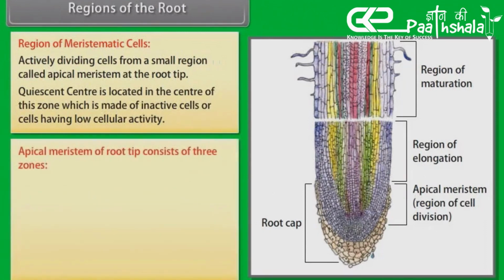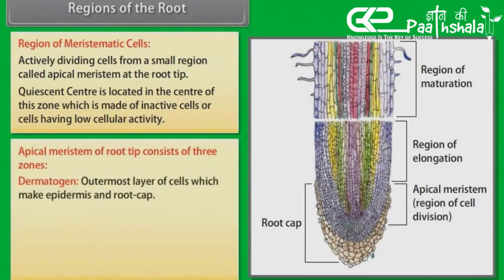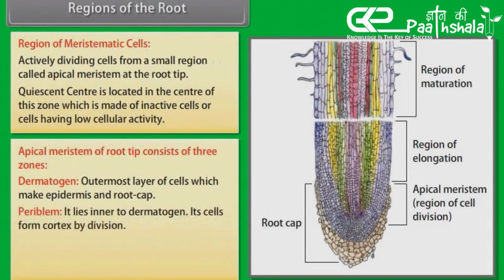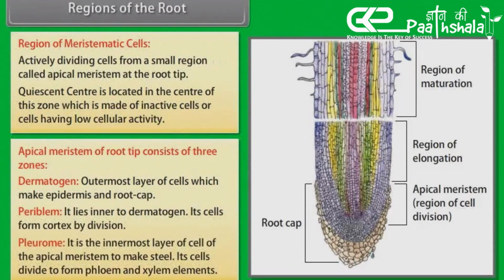Apical meristem of root tip consists of three zones: dermatogen, the outermost layer of cells which make epidermis and root cap. Periblem, it lies inner to dermatogen. Its cells form cortex by division. Plerome, it is the innermost layer of cells of the apical meristem to make stele. Its cells divide to form phloem and xylem elements.